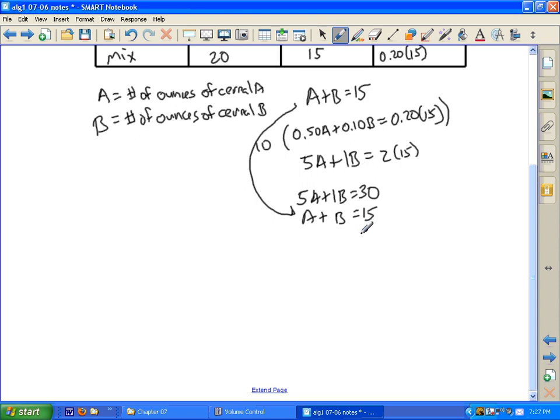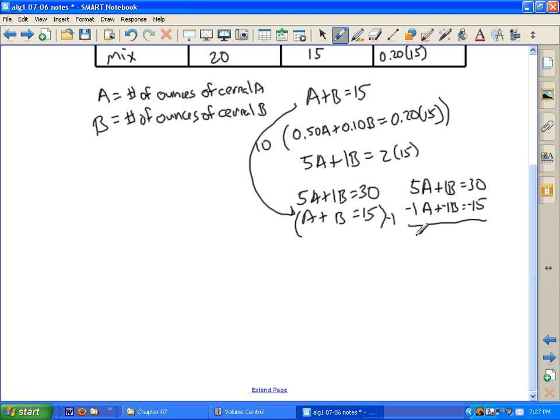So to solve this system of equations, I'm going to eliminate the B's. I have a 1B here, a 1B here, so I'm going to multiply the bottom equation by a negative 1. And the top equation remains the same, 5A plus 1B equals 30. And then the bottom equation will be a negative A plus a negative B equals a negative 15. So now, for elimination, the numbers in front of the B's are opposites, which is what I want. So I just add straight down. A's, B's, equal signs, numbers are lined up.